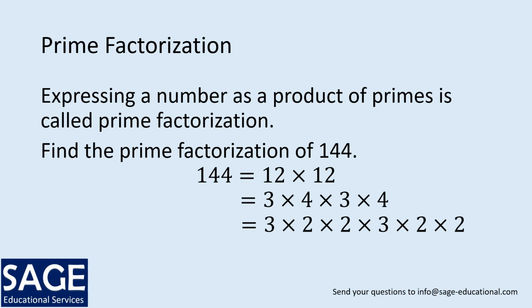A short way of writing this kind of long multiplication is to use exponents. So I can write this as 2 power 4 times 3 power 2. 2 power 4 because 2 gets multiplied by itself 4 times, and 3 power 2 because 3 gets multiplied by itself 2 times. So this is how you would write the prime factorization for 144: 2 power 4 times 3 power 2.